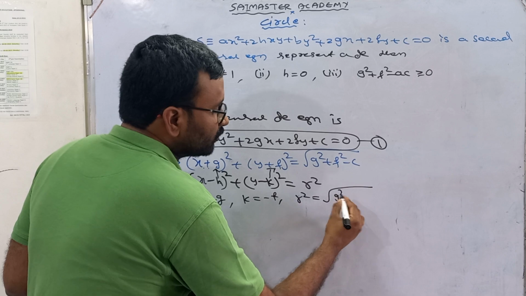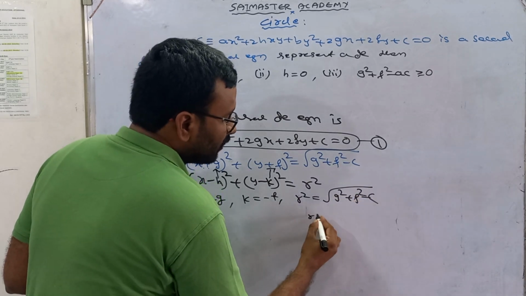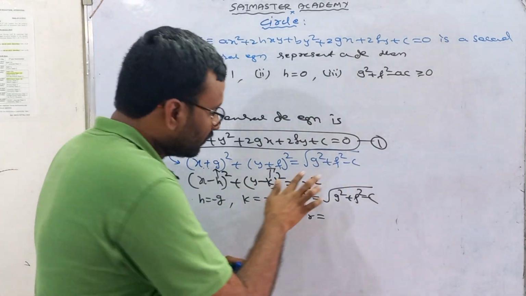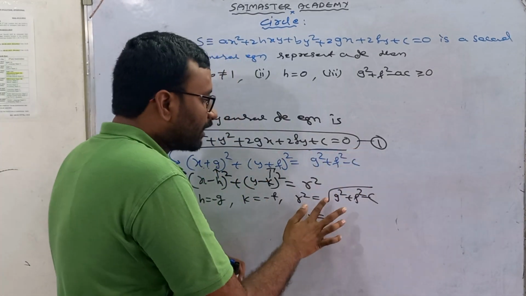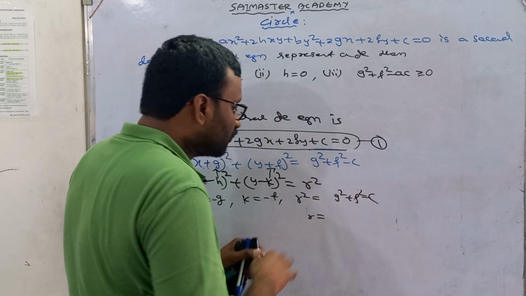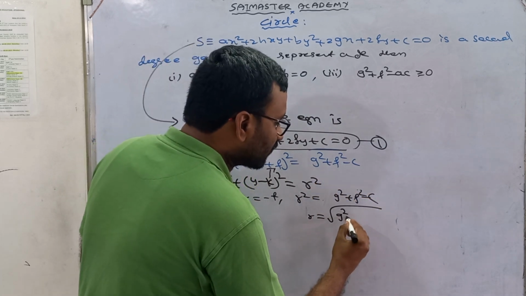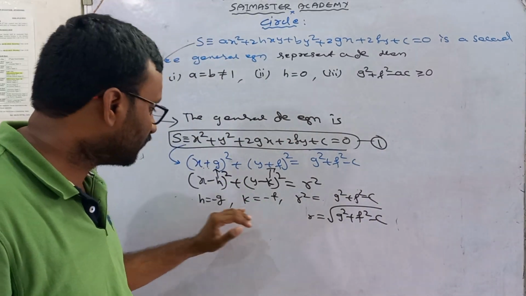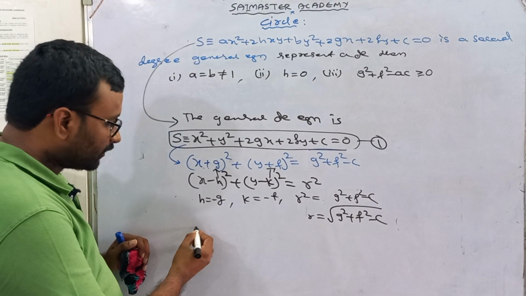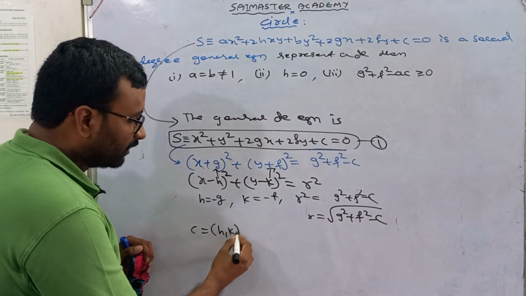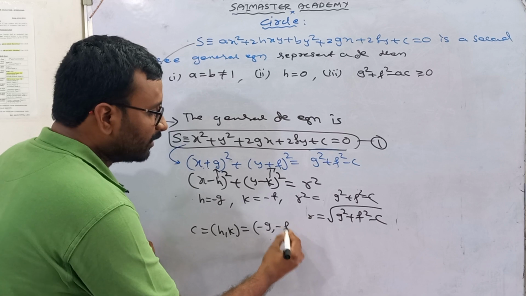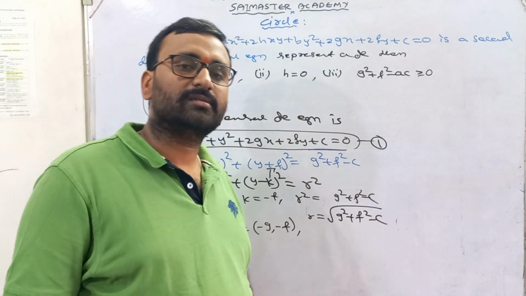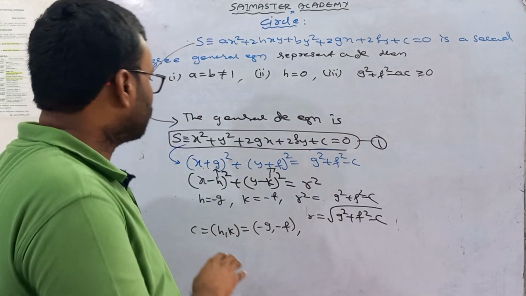R equals root over g square plus f square minus c. After comparing, you will get R equal to root over g square plus f square minus c. So this is the radius, this is the h value, this is the k value, and we know the center is always h comma k, that is equal to minus g comma minus f, and the radius is root over g square plus f square minus c. So you have to copy in your notebook what you know.